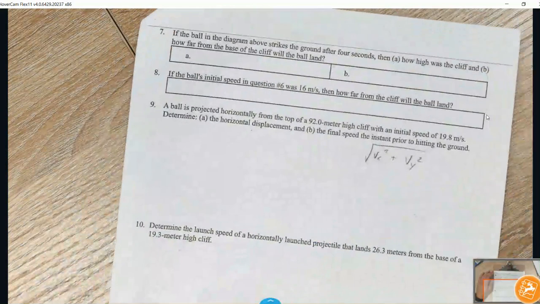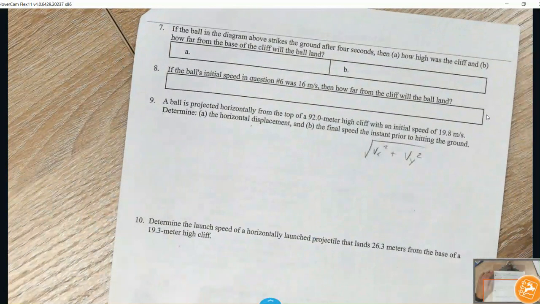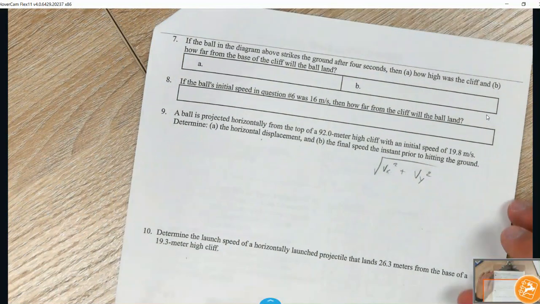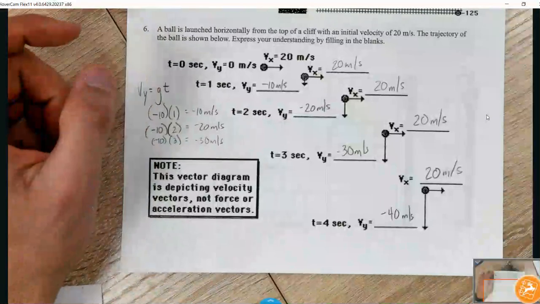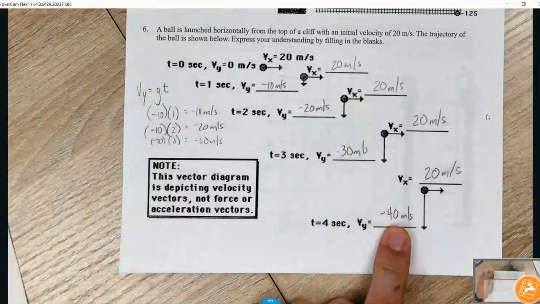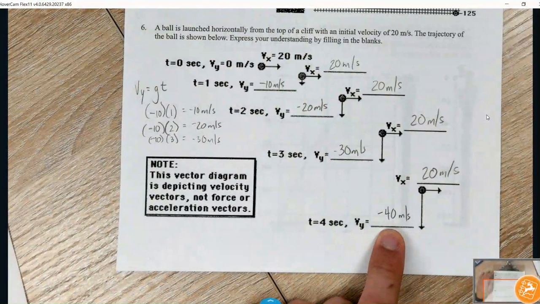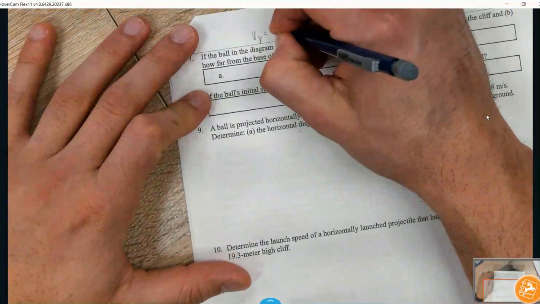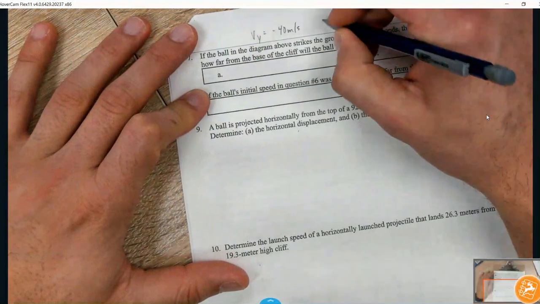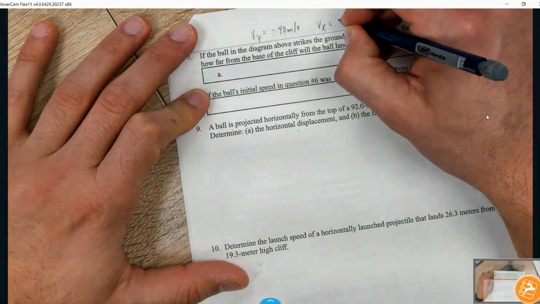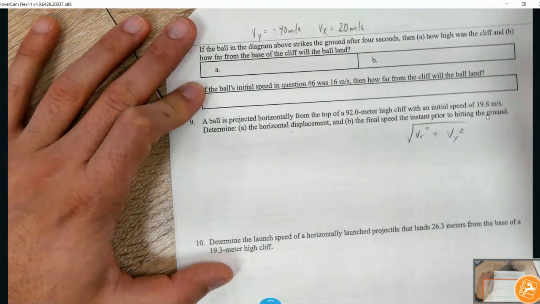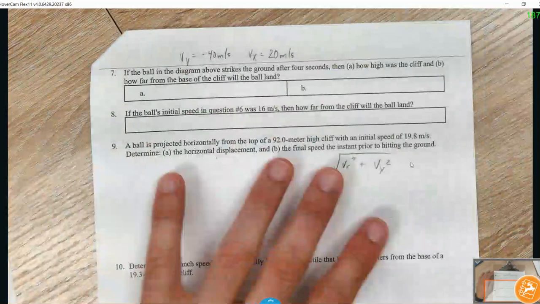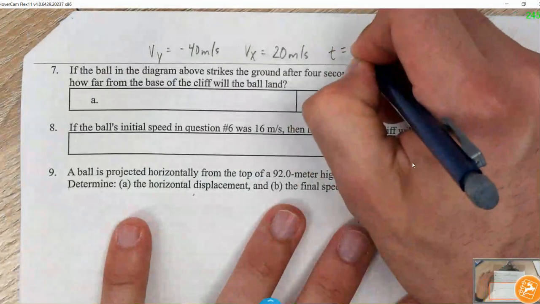Okay. If the ball in the diagram above strikes the ground after 4 seconds, how high was the cliff? And how far from the base of the cliff will the ball land? So at 4 seconds, what do we have? We have a Vy of 40 meters per second and a Vx of 20. So let's say we know those things. Vy, -40. We said Vx is 20. And then what else are we given? Time. Very good. 4 seconds.